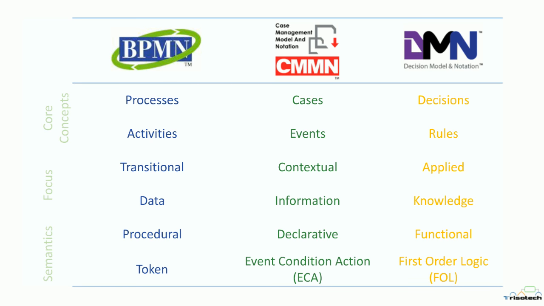From a procedural and semantical point of view, BPMN has a procedural semantic that is based on the token semantic, and we'll explore this together in the next few minutes. While CMMN has a declarative approach where we state what is possible, and it uses an event condition action semantic. And in the case of DMN, we have a more functional approach, and where we use a first order logic to provide us the semantic, the deeper semantic of the two.